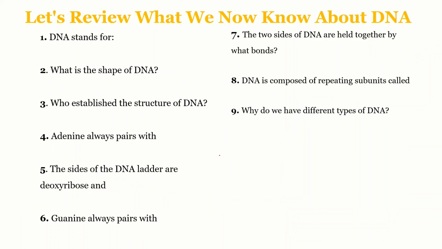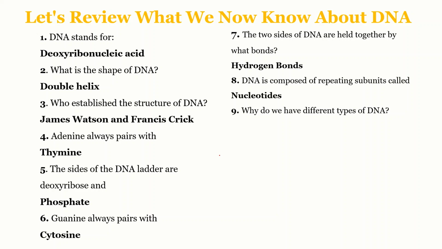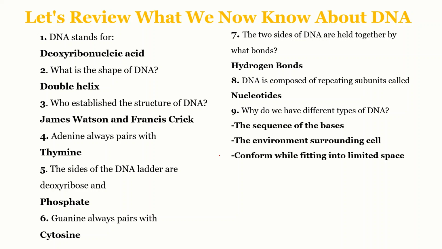So let's review what we now know about DNA. DNA stands for deoxyribonucleic acid. What's the shape of DNA? Double helix. Who established it? James and Francis. Adenine pairs with thymine. The sides of the ladder are deoxyribose and phosphate. Guanine pairs with cytosine. The two sides are held together by hydrogen bonds. DNA is composed of repeating units called nucleotides. And why do we have different types of DNA? The sequence of bases, like in the zigzag format, and the environment, like the A form, and as they all try to conform into limited space, they take different forms.